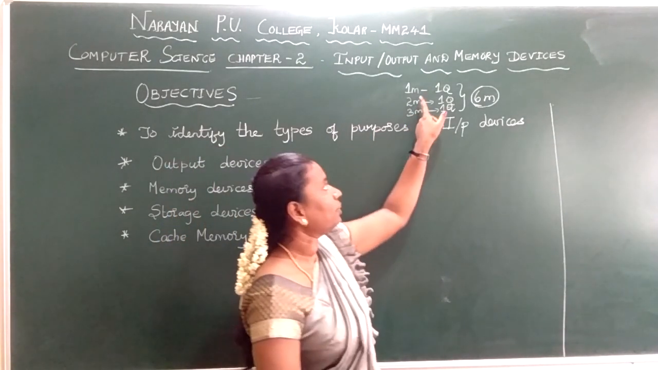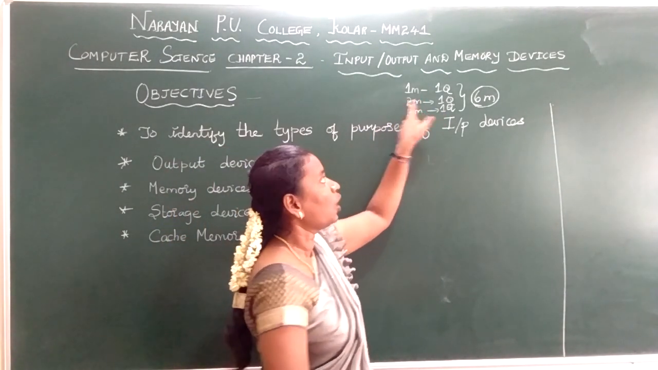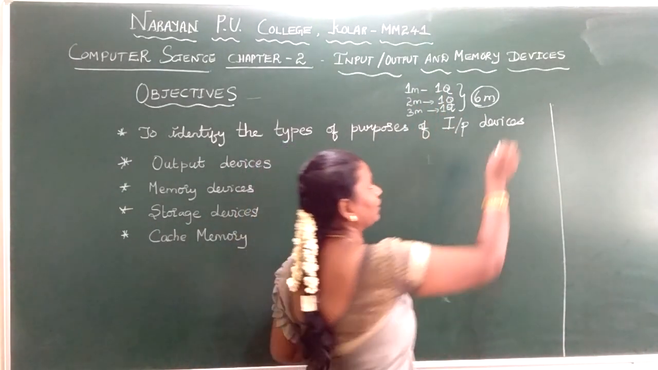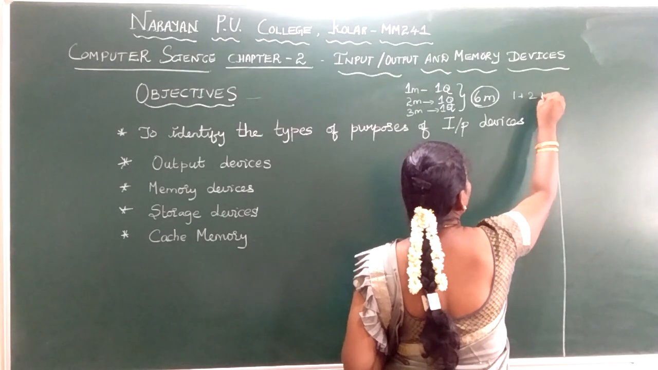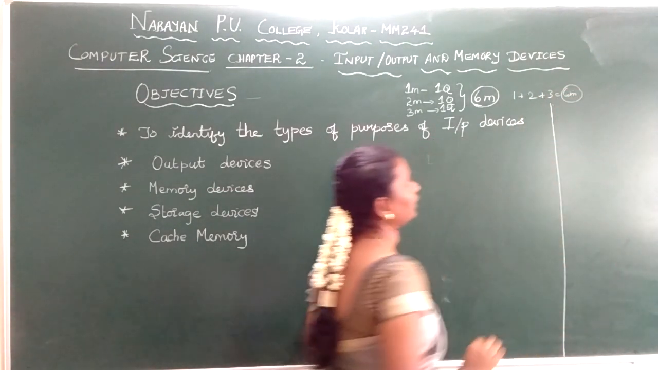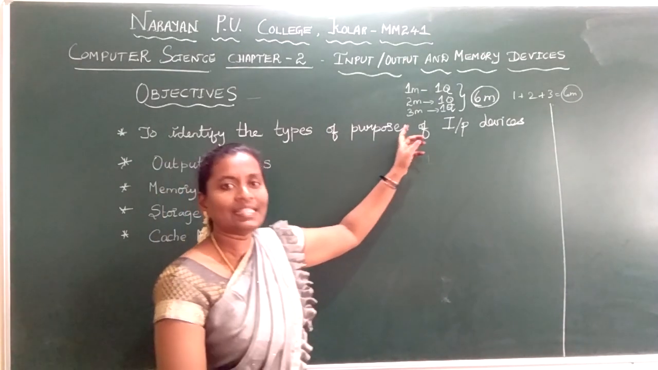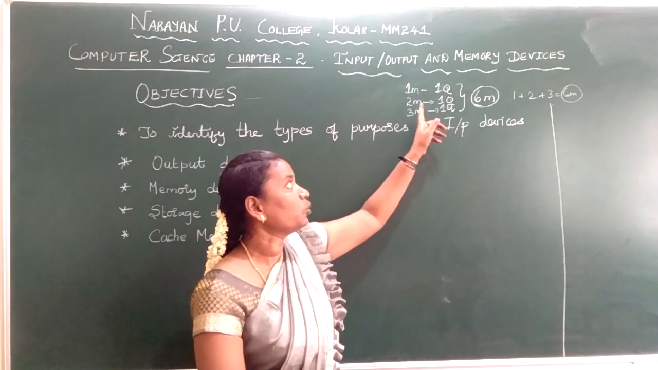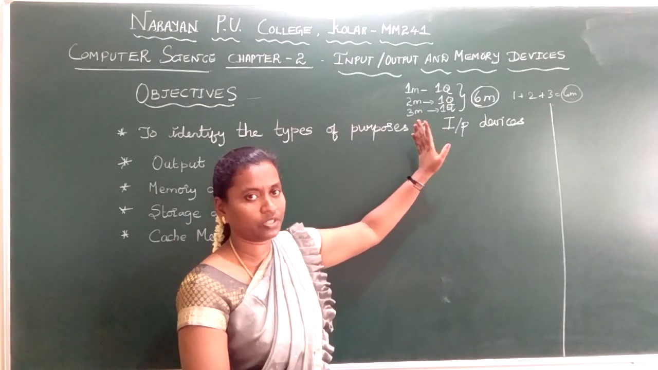That means 1 plus 2 plus 3. I mean to say 1 mark 1 question, 2 mark 1 question, 3 mark 1 question. It covers 6 marks. So according to your PU board weightage, the weightage of this chapter is only 6 marks. I repeat, 1 mark 1 question, 2 mark 1 question, and 3 marks 1 question.